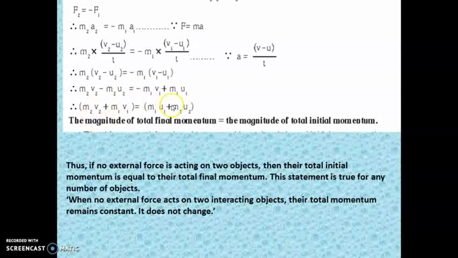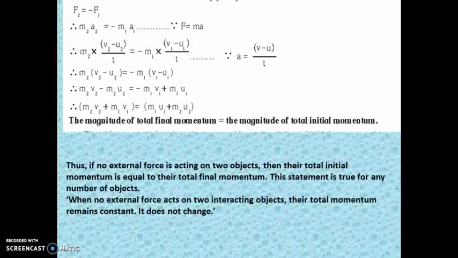Let's rearrange the terms so that we can omit this negative sign: m2v2 plus m1v1. When the minus term is brought to this side it becomes plus, so m1u1, and m2u2 taken to this side also becomes plus. So what we can say is the magnitude of total final momentum is equal to the magnitude of total initial momentum. So if no external force acts on two objects, then their initial momentum is equal to their final momentum.